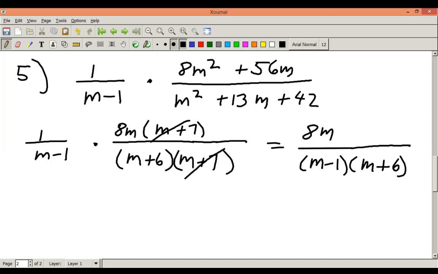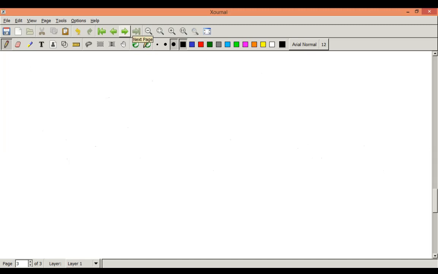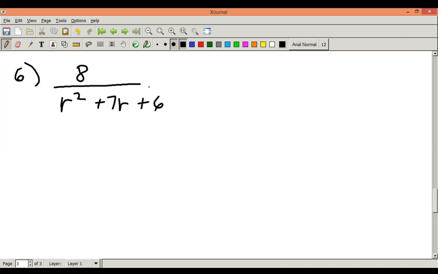Okay, the last two we'll do on this video would be division problems. So let's look at number 6. Next, we have 8 divided by r squared plus 7r plus 6. That fraction is divided by 8 over 8r plus 8.